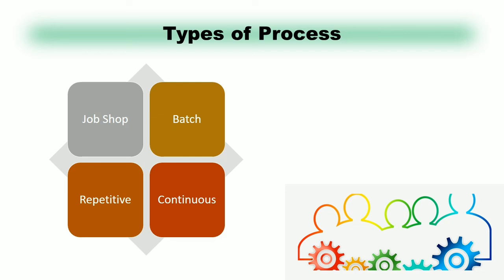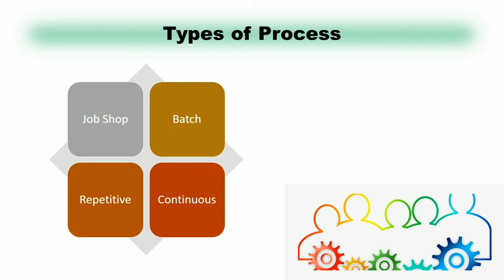Job shop. It usually operates in a relatively small scale of process. This type of process is used when the volume of requirements is low. Batch. It is used when operating in relatively moderate volume of goods and services. Further, it will be used when you are working with moderate variety of goods and services.